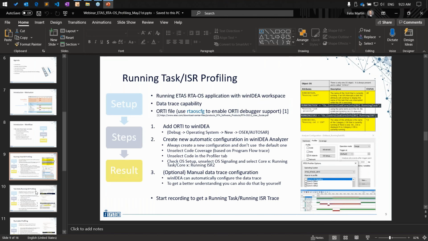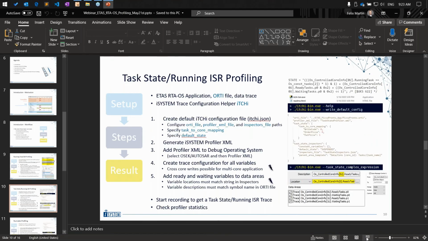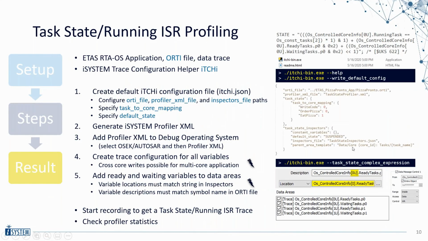So let me open that slide. Again, I know this is a lot of information, but it's okay. When you watch that later, you can pause. But we said the problem is we don't really know what the tasks are doing there. It could be a preemption, could be a termination. We don't really know. So this brings us to the next use case here, task state running ISR profiling.